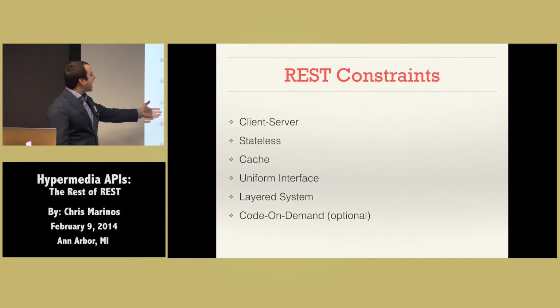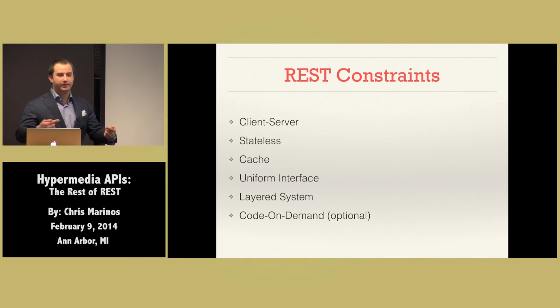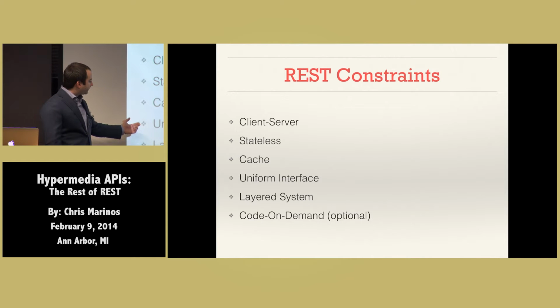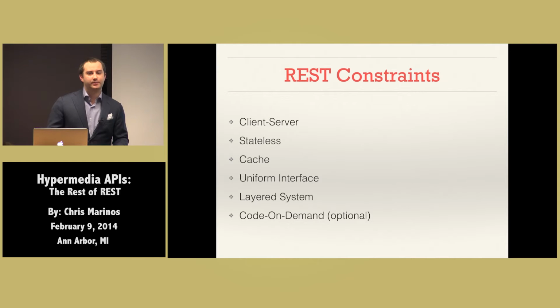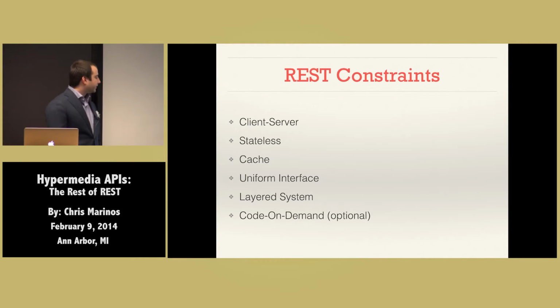The ability to have it cached, that's the cache constraint that he outlines. A uniform interface, which is something that we associate now with REST. We say, oh, it has to have a uniform interface. That means we have to follow HTTP. But there's more to this constraint. A layered system and code on demand, which is optional. We're not going to talk about it too much, but in terms of future research or evolution of API development, this may be an area for future add-on.